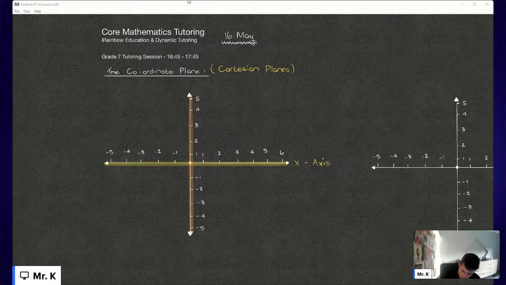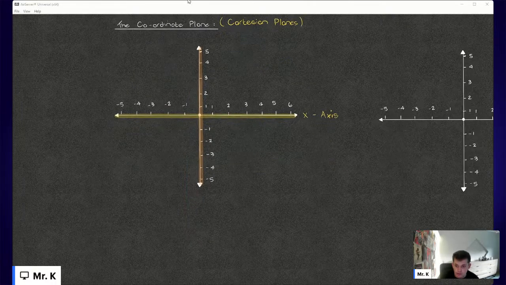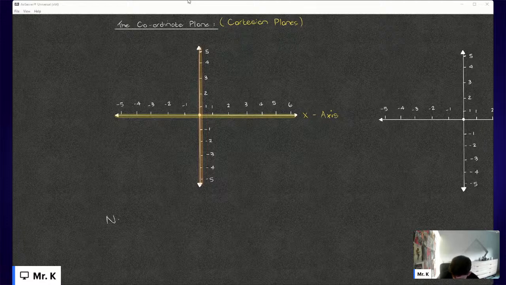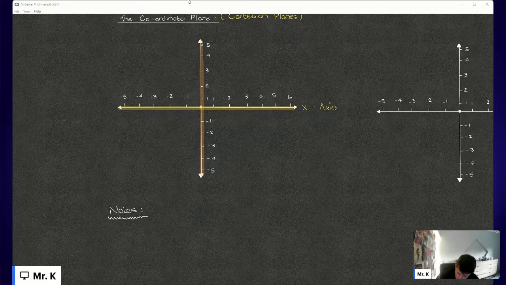right? Now, depending on how you've laid your work out, I want us to write some notes under these diagrams, okay? Even if it's towards the bottom of the page, it's okay. We want to write our first note.